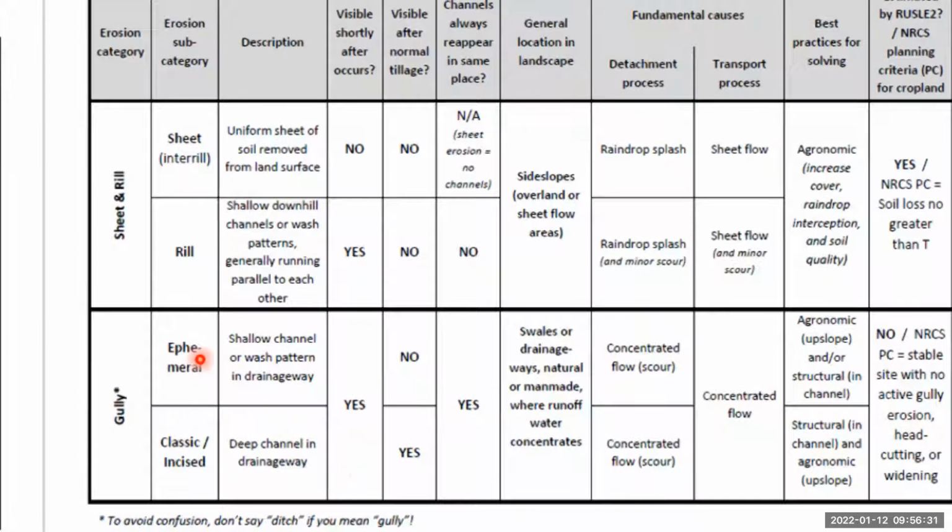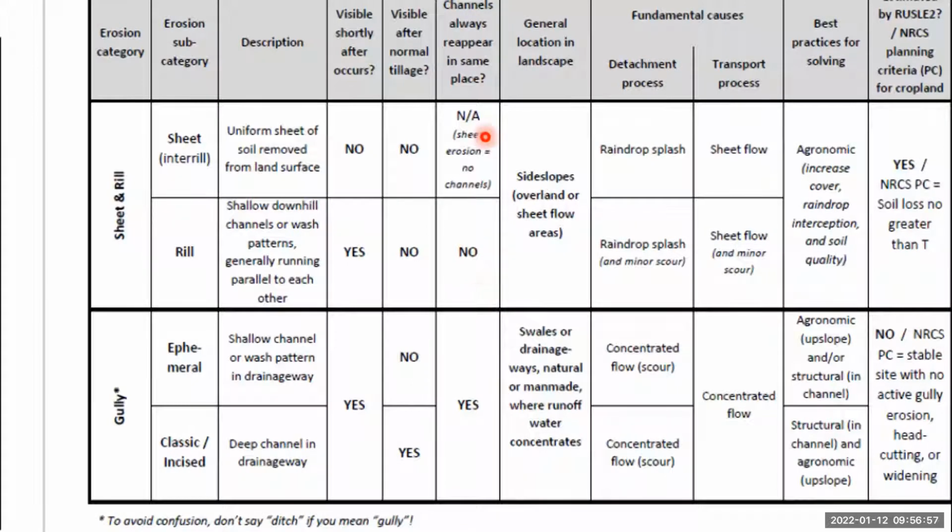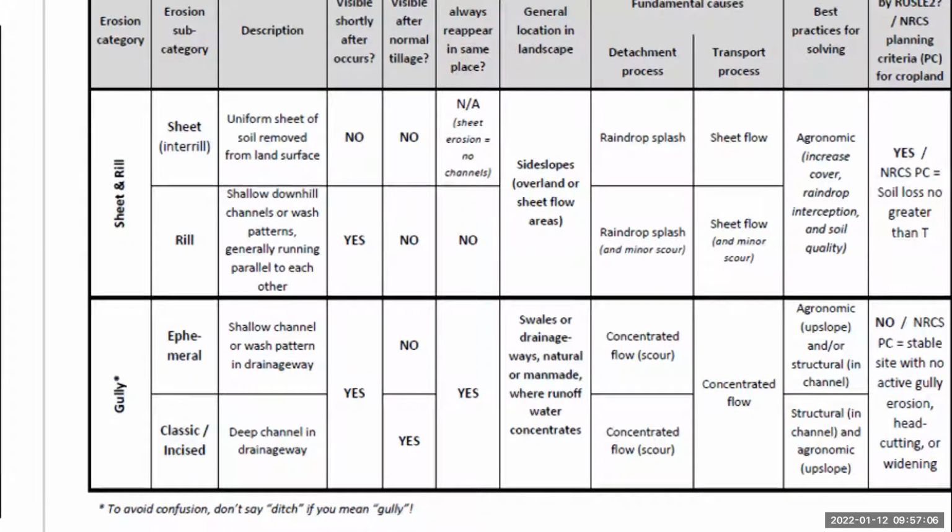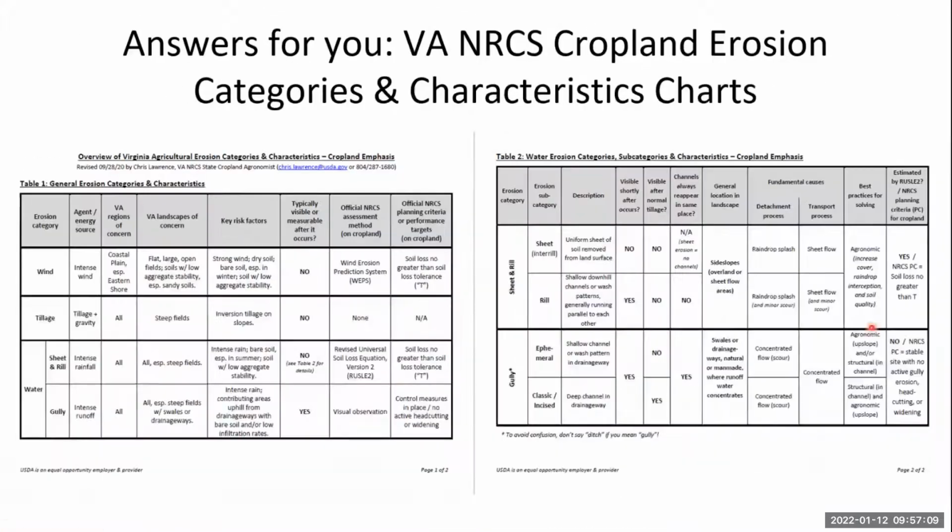The difference between an ephemeral gully and a classic gully is that an ephemeral gully is shallow enough that you can till and cover it up. A classic gully you're not going to farm over, and because a gully's location is defined by the landscape, gullies will always come back in the same place, while sheet and rill erosion won't come back in the same place. So, guys, that was my tour of this document, but I hadn't made a blow up of this page, so I wanted to do that.